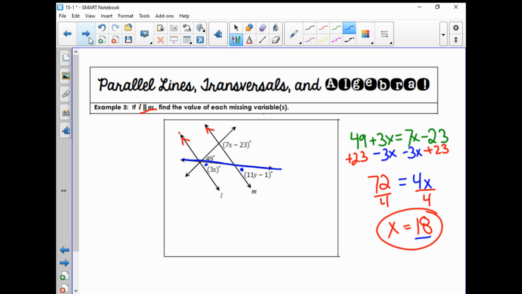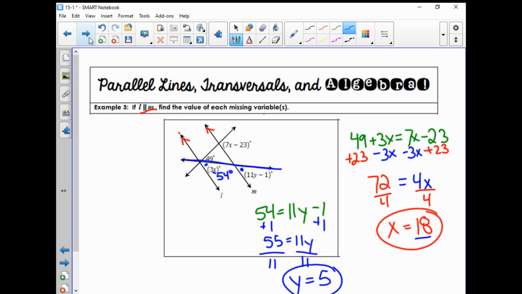So we can go ahead and substitute. We know what x is. X is equal to 18, so we can substitute that in. We just have 3 times 18. So this angle here is 54 degrees. And then we can go ahead and set those equal to each other. So 54 is equal to 11y minus 1. To solve, we're going to add 1. 55 is equal to 11y. Divide by 11, and y is equal to 5. You solved for both of your variables.